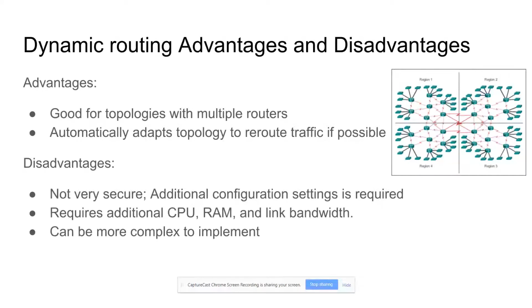The disadvantages of it is that it's not really secure because IP addresses are shared throughout all the routers. And since routers have to communicate with each other, it uses extra CPU power, RAM, and link bandwidth, and it can be more complicated to implement.